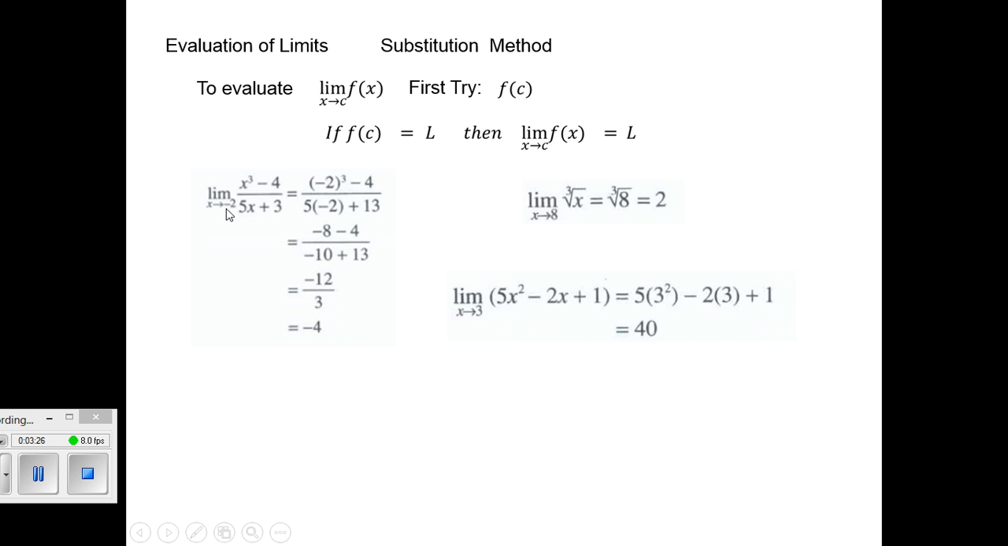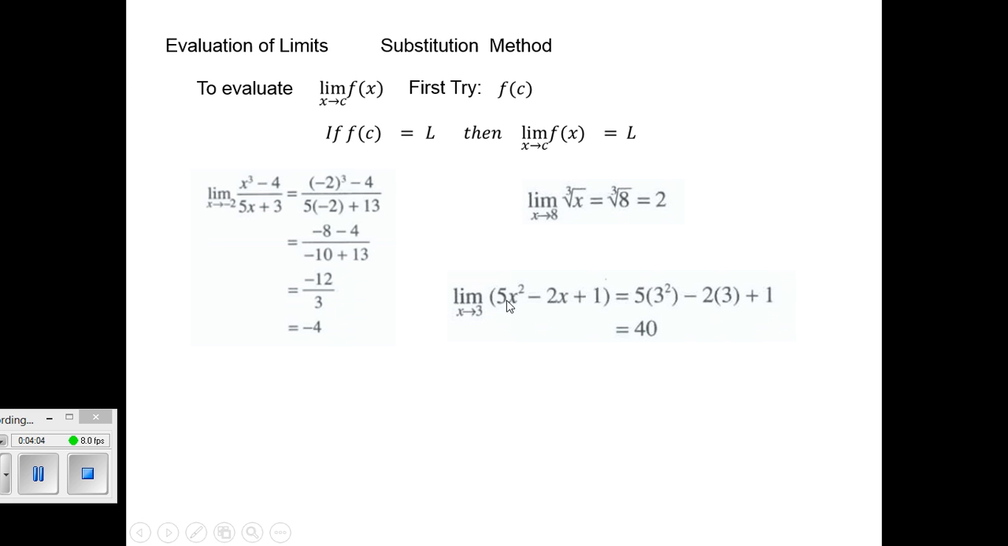Evaluate the limit as x approaches -2 for this (x cubed minus 4) over (5x plus 3). I don't surmise that there's going to be any hold-up value causing a denominator to zero out, so I'm going to plug it in. I plug it in, I get a number, that's it. That's the limit. What about this, the cube root of x? Well, the cube root of x is a function that has an infinite domain. There are no values for which the function is undefined. So plug it in, and that's the value of the limit.